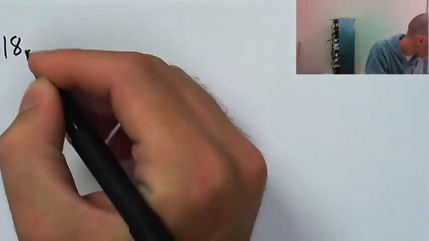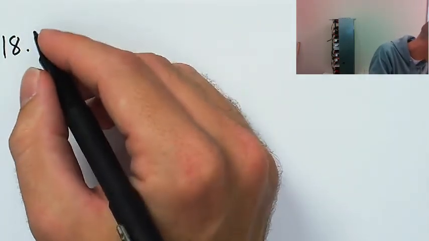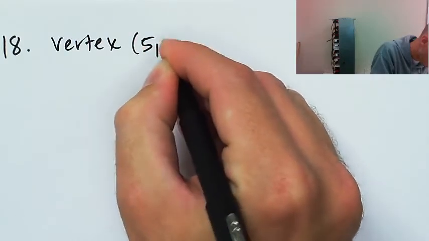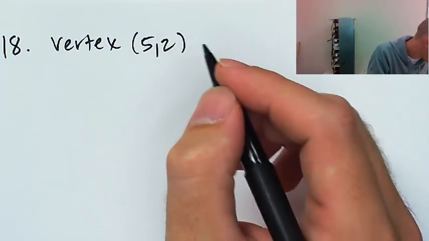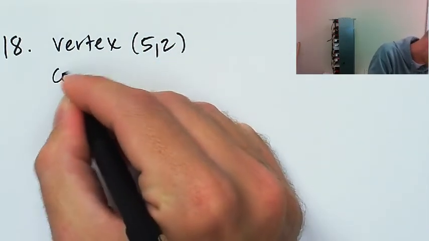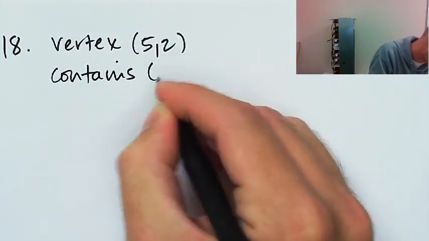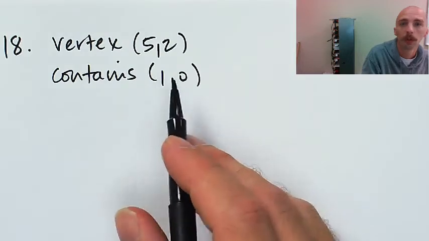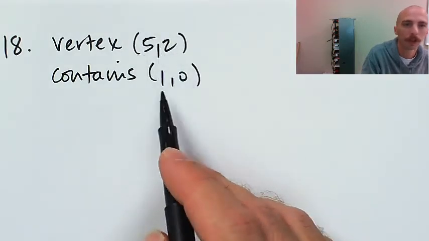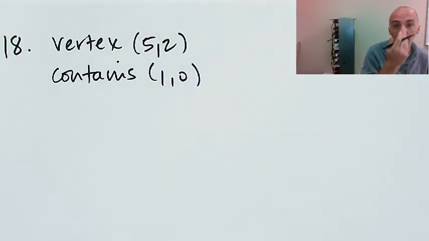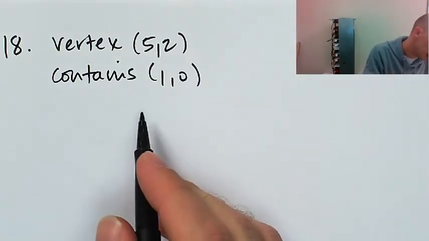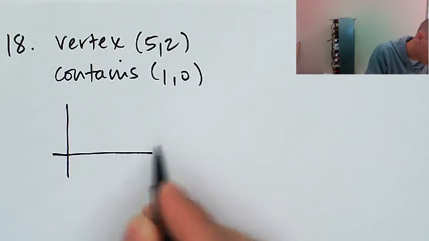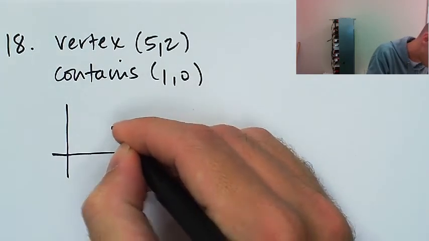Number 18. If the vertex of a parabola is at 5, 2, and the parabola passes through the point 1, 0, what are the x-intercepts of the parabola? Well, I see one of them right here, x equals 1. So I should be able to use symmetry on the vertex and the one x-intercept to reflect across the axis and find the other. The vertex is at 5, 2, so x is 5 and y is 2.